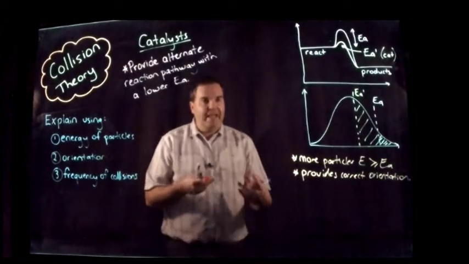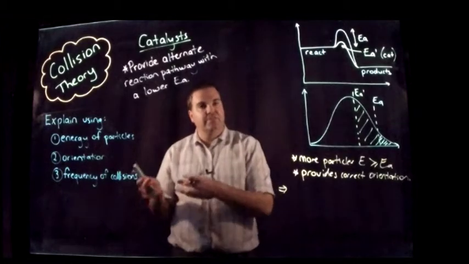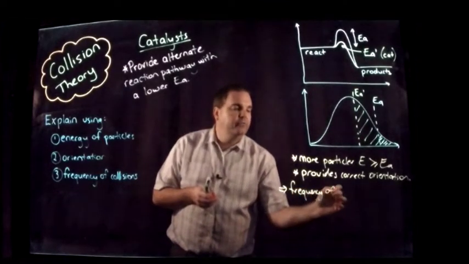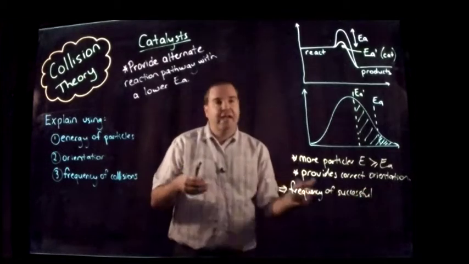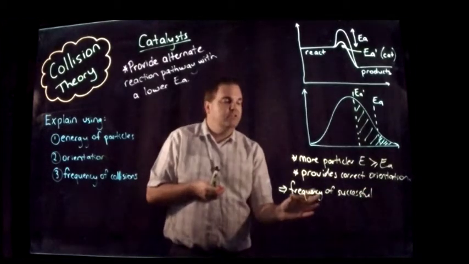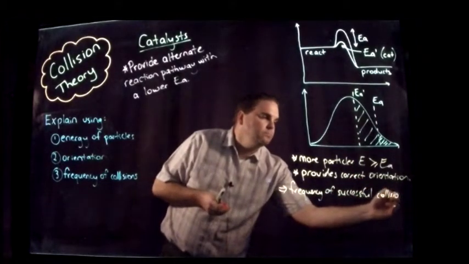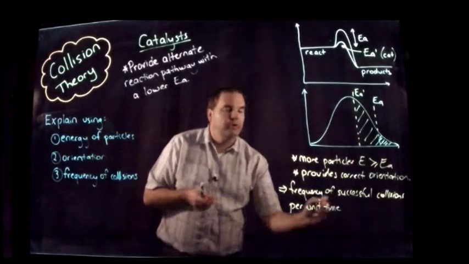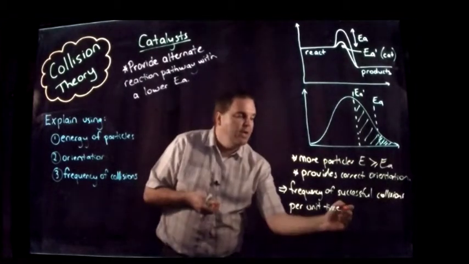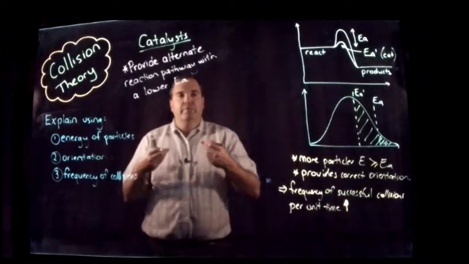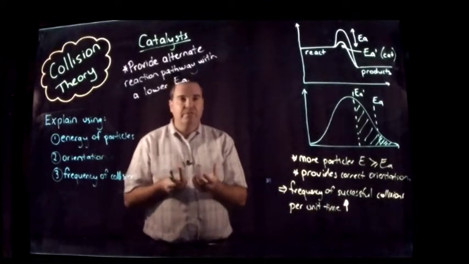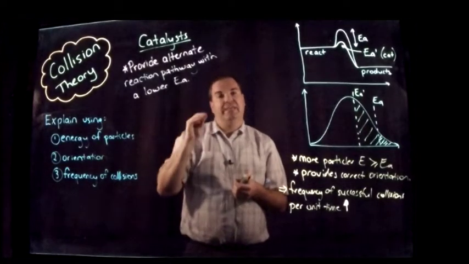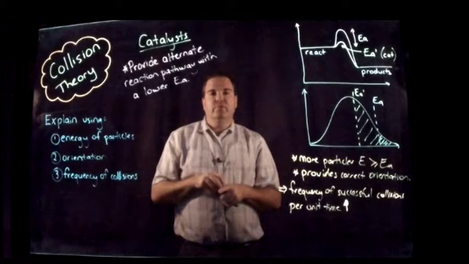Then overall, remember I said it doesn't impact the frequency of collisions. What it does mean is that the frequency of successful collisions, those that have the correct orientation and the minimum energy to react, per unit time, because that's key, increases. Because the frequency of our successful collisions per unit time increases, a catalyst, due to the fact that it provides an alternative reaction pathway with a lower activation energy, will increase the rate of our reaction. There are lots of examples of where this occurs naturally.